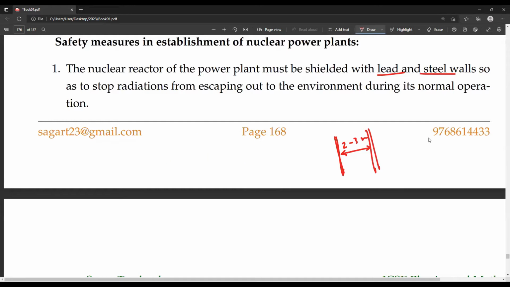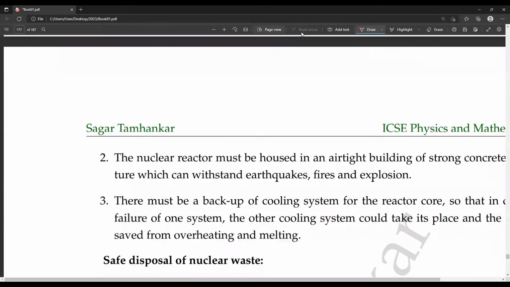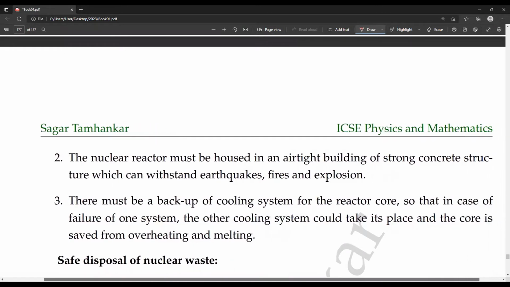So if you are outside the facility, near it, there is no chance that you will be exposed to any radiation. Okay. The nuclear reactor building must be airtight, must be concrete, and it should also be able to withstand earthquakes. Okay. So in case of an earthquake, it should not get damaged and the radiation should not leak into the atmosphere. Then this is also important.